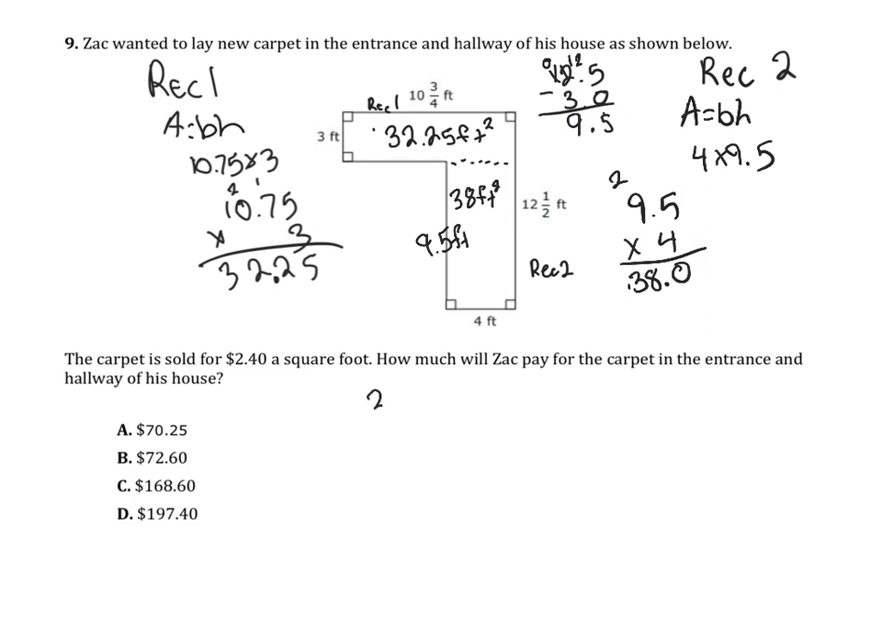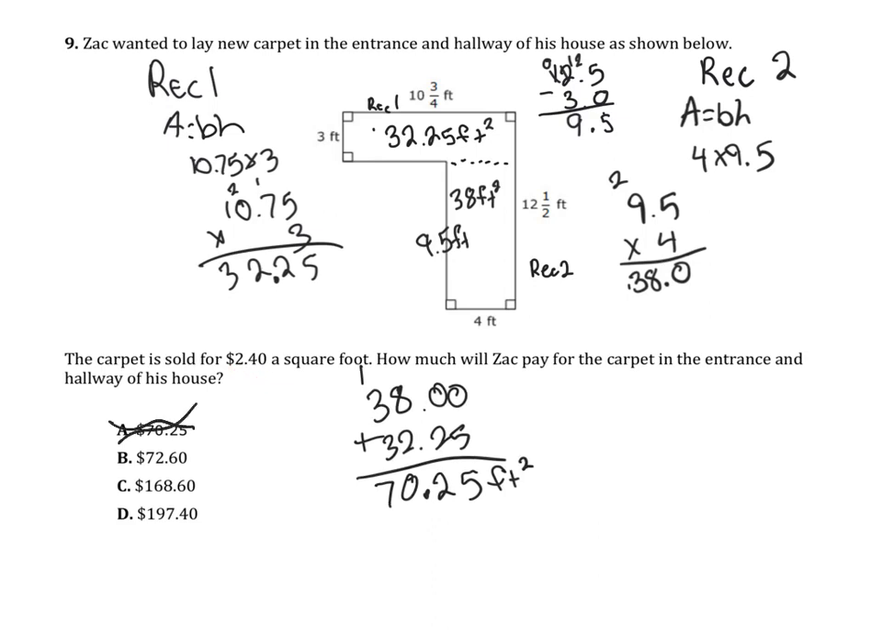Now we need to add them together. We have 38 plus 32.25. So we get 5, 2, decimal. We get 10, carry the 1, 6, 7. So we get 70.25. Now, that's just feet. How many feet squared there are? So we have a tricky answer right there in A. That is the exact answer we got, but we know we have to do something else with this 2.4. So we can mark out A as an answer choice.